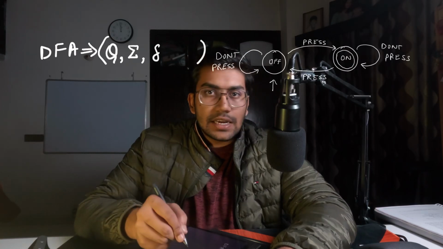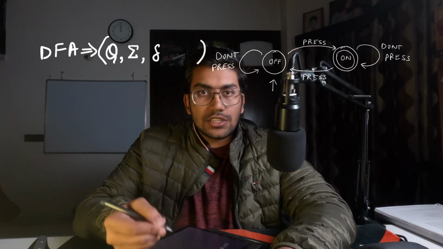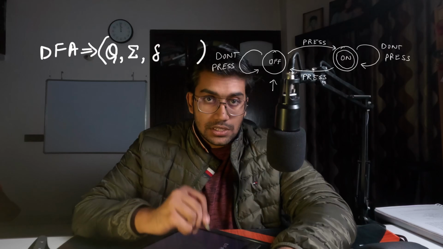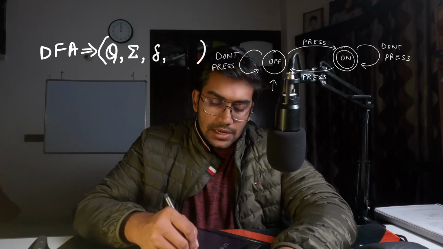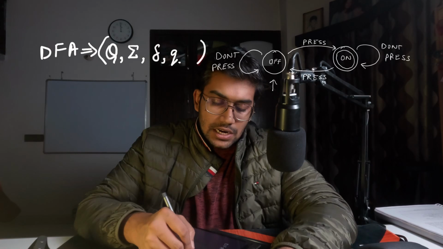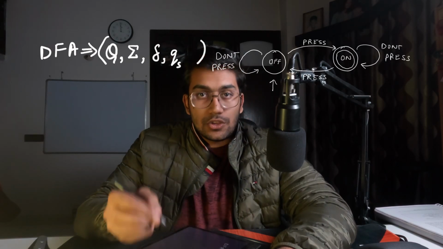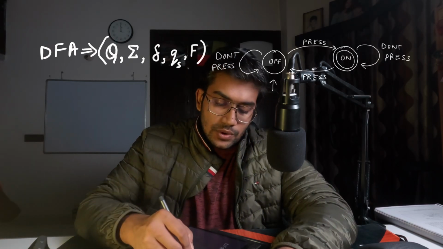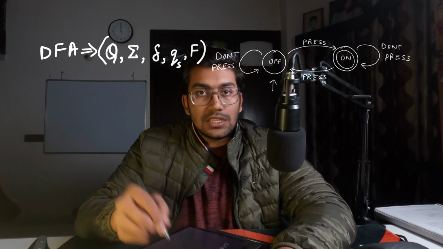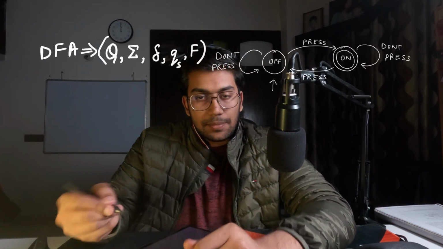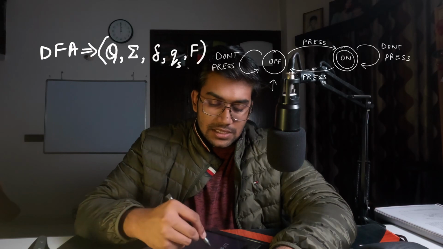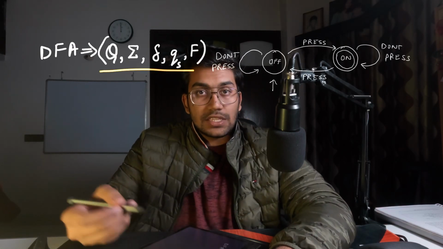Third is the delta. This delta is the transition function. It would tell you, given a state and the action that you take, where you would actually end up. Next is the start state. So where do you actually start? And finally, you have capital F, which is the set of all final states, where you want to actually end up. So mathematically, this is the 5 tuple that defines any DFA.